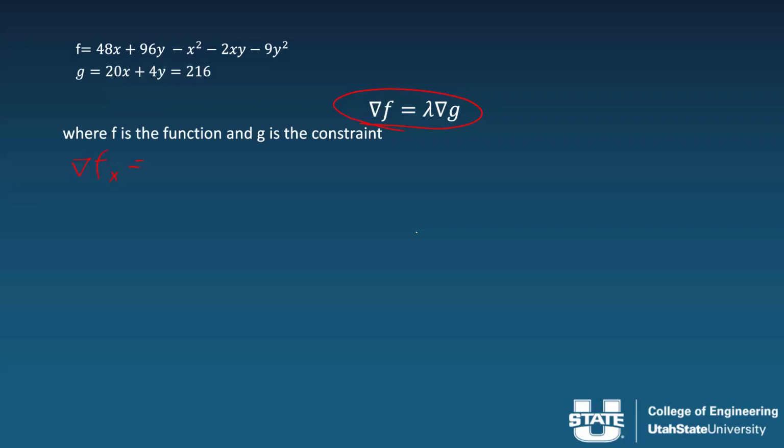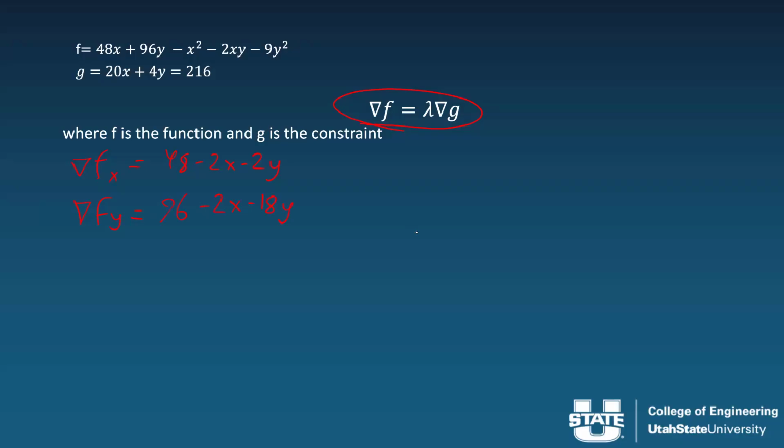48 minus 2x minus 2y. Okay, cool. So that's that one. What is our gradient with respect to y going to be? 96 minus 2x minus 18y. Looks good to me. All right, cool. So there's that.